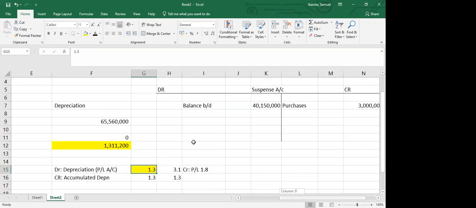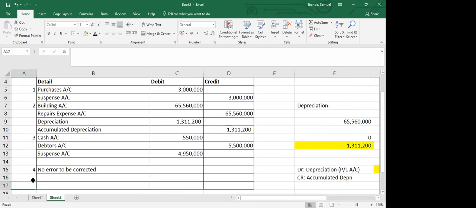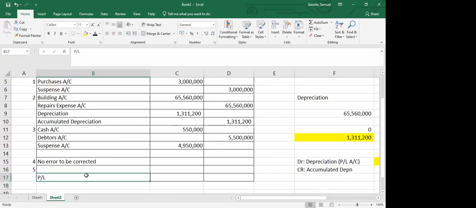To correct this error, our error number 5, we are going ahead to credit our P&L. And the reason why we are bringing things like P&L here is because even the question indicated that they went ahead to prepare the financial statements. So definitely in the P&L, you definitely find a suspense account somewhere, somehow.